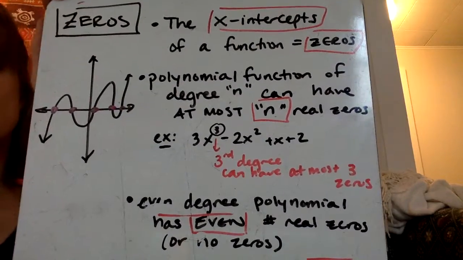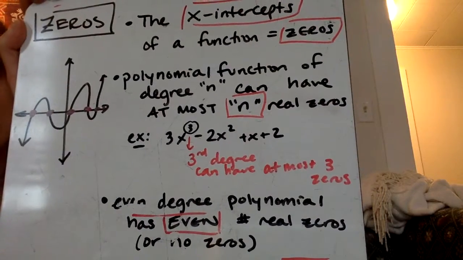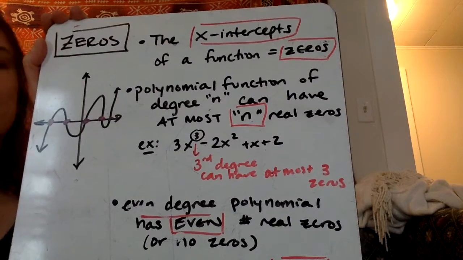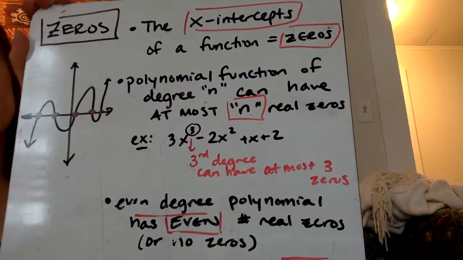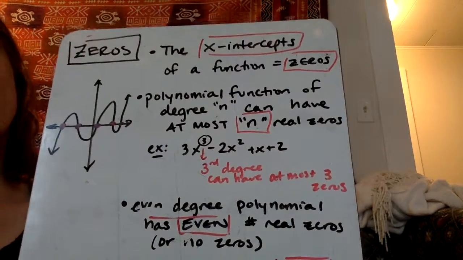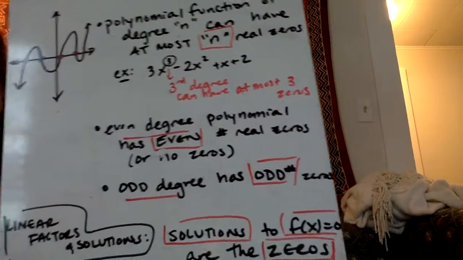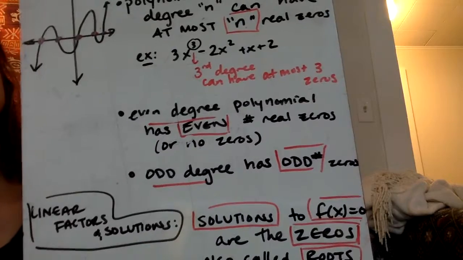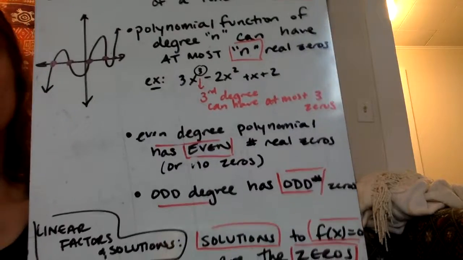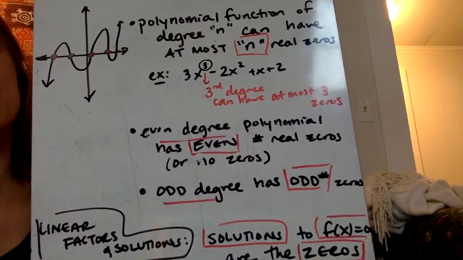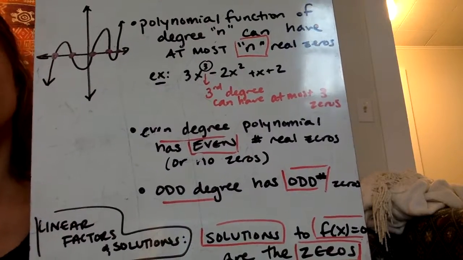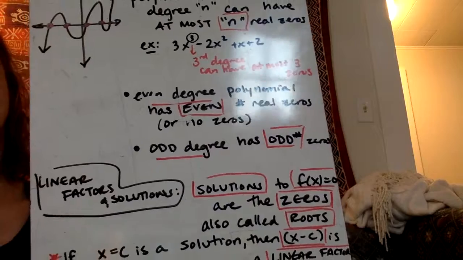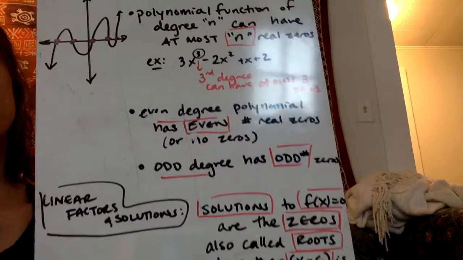And when I say real zeros, I'm talking about not imaginary or irrational zeros. So we're not going to get into that, but real zeros is the topic that we're going to have. If I have an even degree polynomial, so if I have a polynomial to the fourth or the second, a quartic or a quadratic, it can have an even number of real zeros or no zeros at all. An odd degree polynomial has an odd number of zeros.